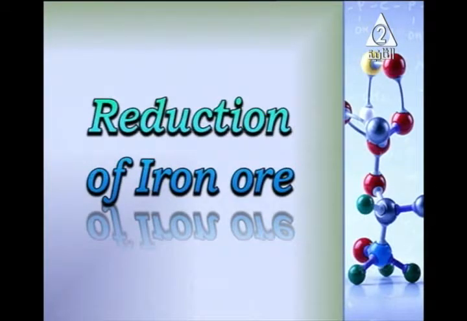Now, my dear students, after ore dressing, we are going to discuss the second stage of the extraction of iron, which is the reduction of iron ore. Remember that ore dressing is done to improve the physical and mechanical properties of the ore and to improve the chemical property. Then we are going to make the reduction of iron ore.